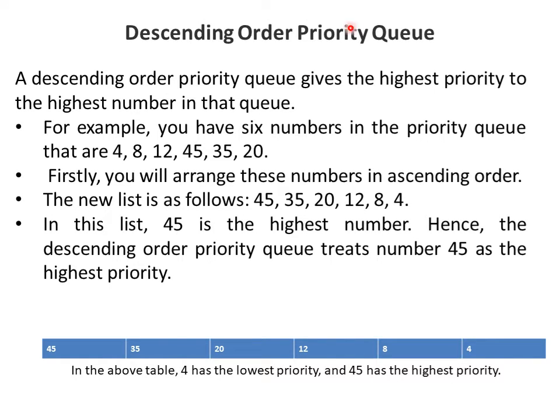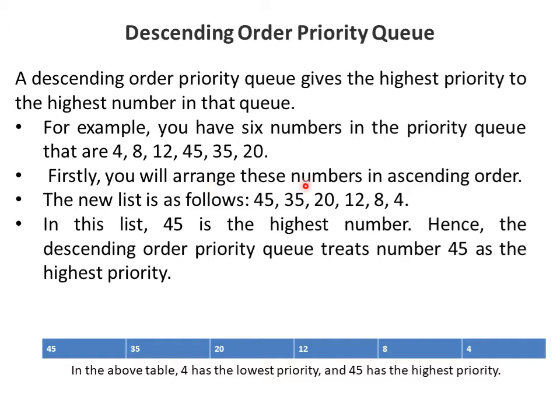Now I will take the same example for descending order priority. A descending order priority queue gives the highest priority to the highest number in the queue. In the previous case, the lowest number is taken as the highest priority. In descending order, the highest number is taken as the highest priority. For example, I have taken the same example.